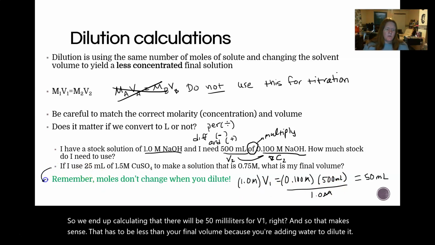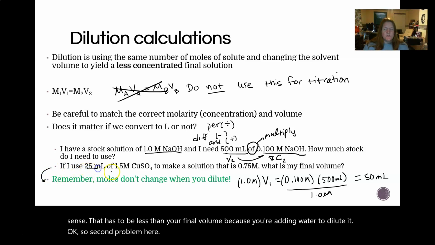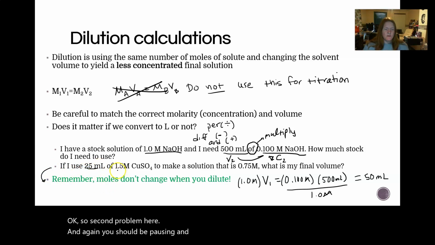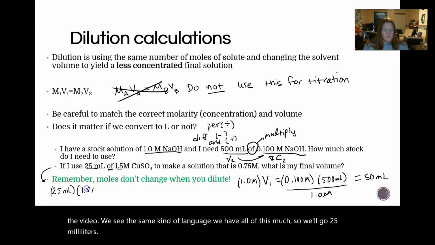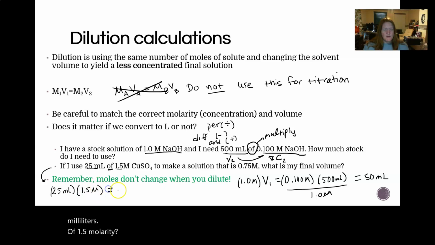Okay, so second problem here. And again, you should be pausing and trying these on your own first and then come back to the video. We see the same kind of language. So we'll go 25 milliliters of 1.5 molarity is going to make a solution that is 0.75 molar. And we need to find the final volume, right?